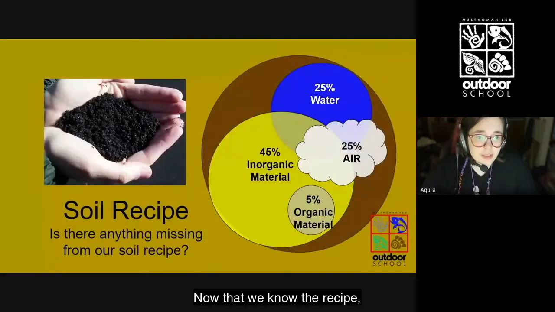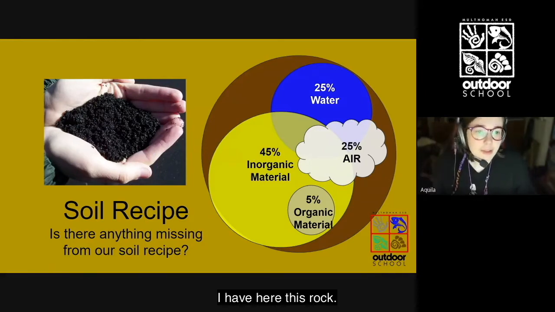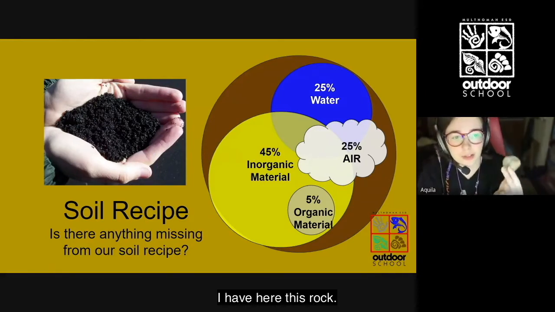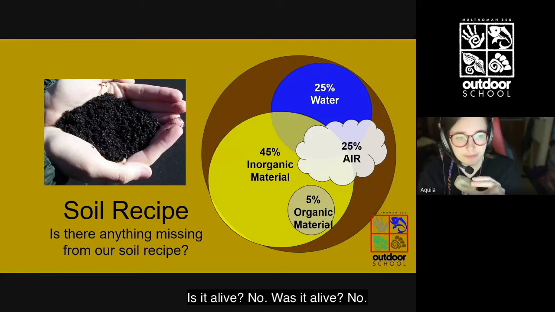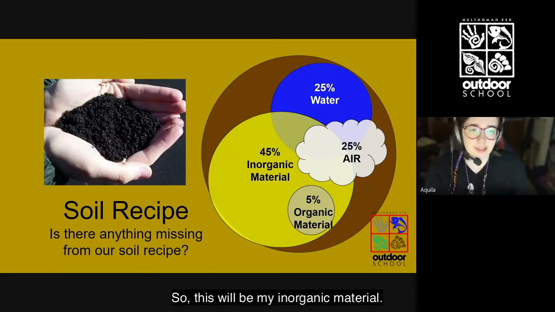Now that we know the recipe, what do you say we make some soil? I have here this rock. Is it alive? No. Was it alive? No. Is it ever going to be alive? Probably not. So this will be my inorganic material.